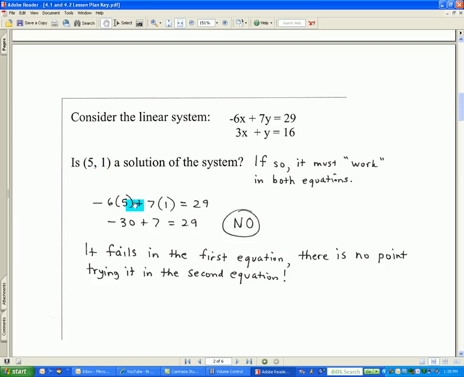We put a 5 in for x and a 1 in for y. So the first equation would become negative 6 times 5 plus 7 times 1 equals 29. And then we get negative 30 plus 7 equals 29. Nope, it isn't. That's absolutely wrong. So, is this ordered pair a solution of the entire system? No way. If it fails in the first equation, we don't even need to waste our time trying to get it to work in the second equation. No point. For an ordered pair to be a solution of a system, it has to make equation 1 true, and it has to make equation number 2 true.